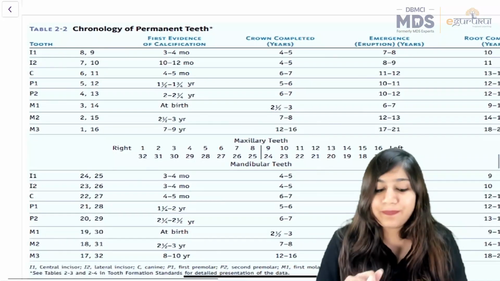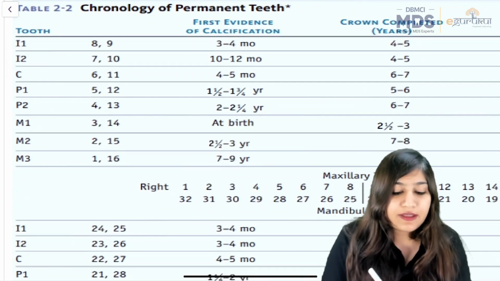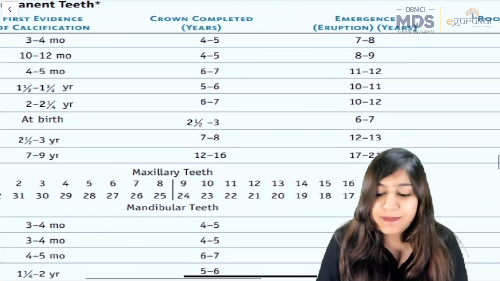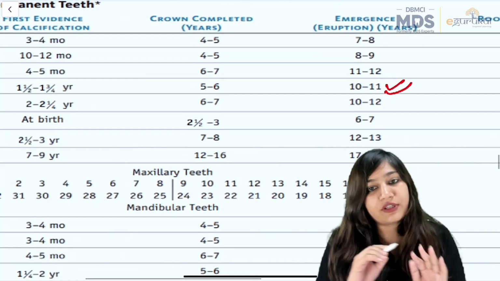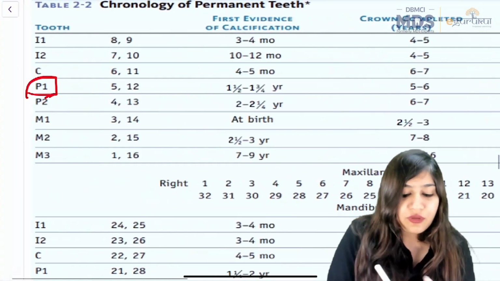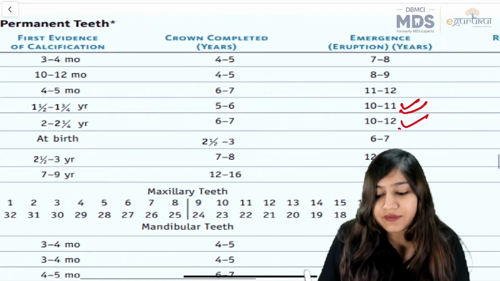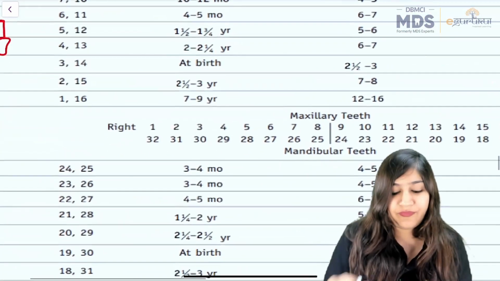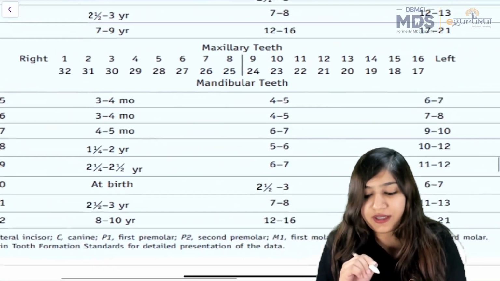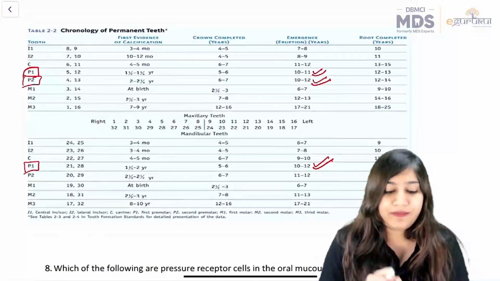All of the above. Why? Here in this chart, you should be thorough with this chart. Permanent first premolar maxillary, eruption timing is 10 to 11, starting from 10. This is our one option. It is correct. Coming to maxillary second premolar, it is again 10 to 12. It is also correct. And coming to eruption timing of mandibular first premolar, it is also 10 to 12. So all the three options are correct.